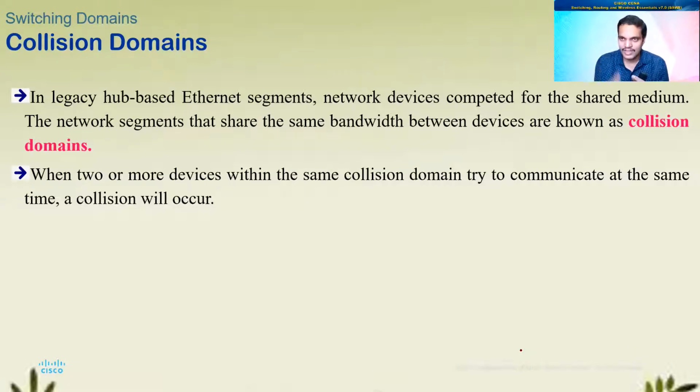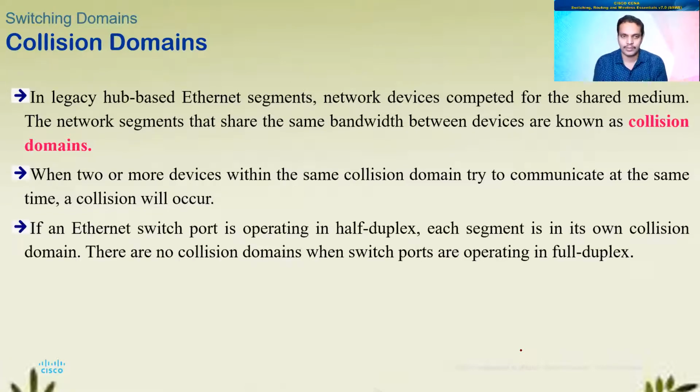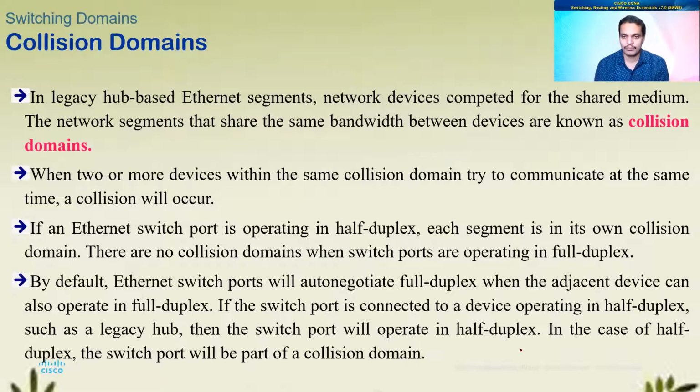In such a case, if two or more devices try to communicate at the same time, a collision happens. If collisions happen, the frames will be dropped and have to be retransmitted. If an Ethernet port is operating in half duplex mode, each segment is in its own collision domain. On the contrary, if you are using full duplex, there are no collision domains present.